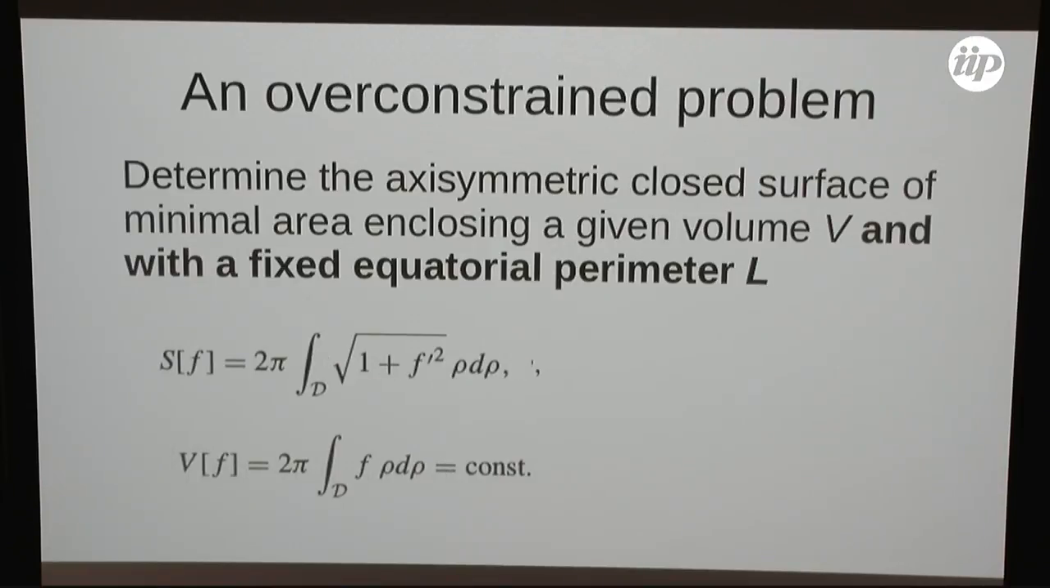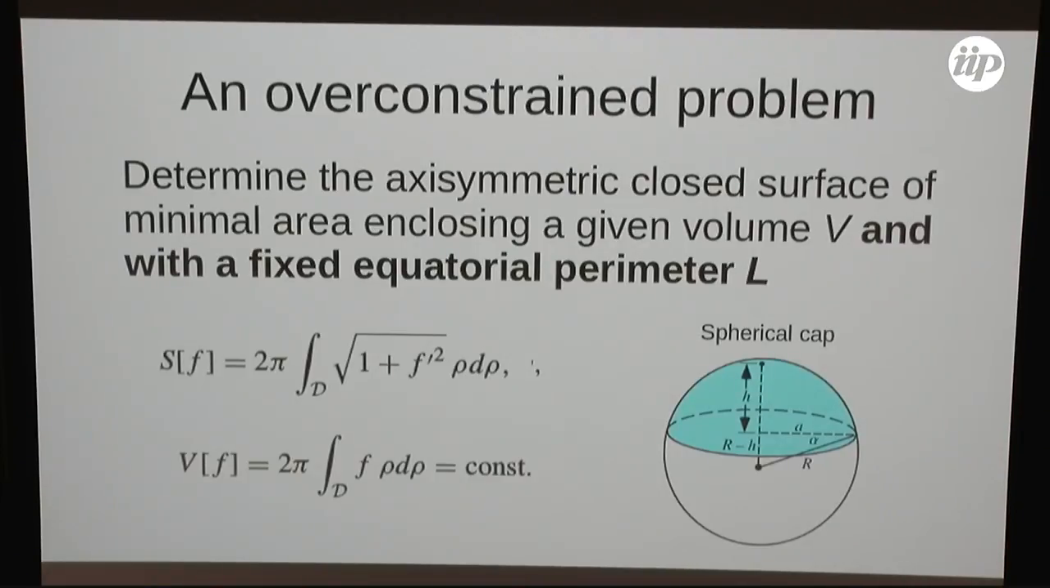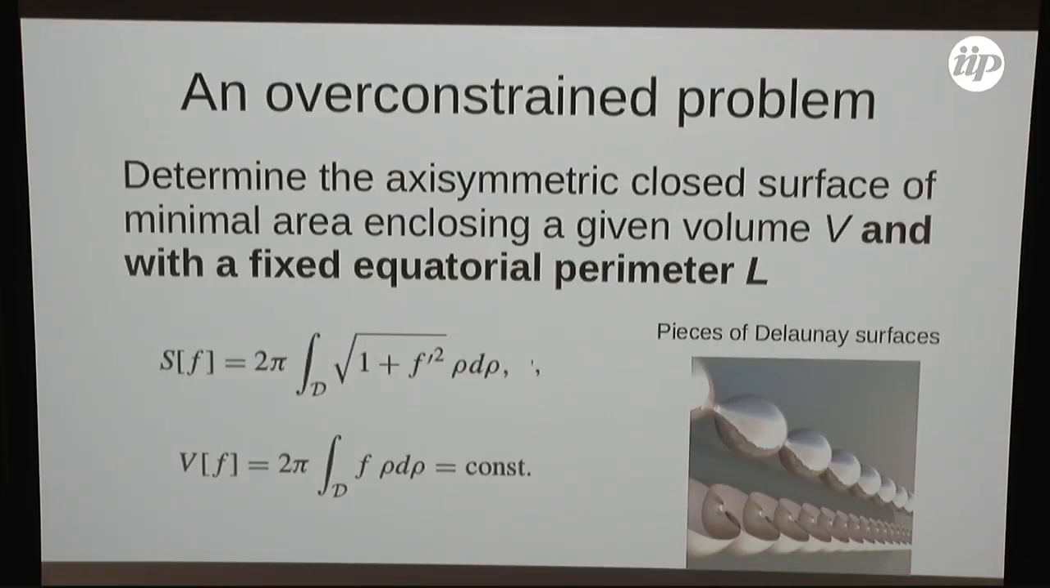With this simplification of axisymmetric surfaces, this is reduced to a one-dimensional problem. It's a problem that we can solve easily. And the conclusion is, no surprise, that the surface has constant mean curvature. But these are surfaces of revolution with constant mean curvature. There are two types. The first is spheres and spherical caps and things like that. The second is pieces of Delaunay surfaces. This is a classical surface that is very well known in classical geometry.